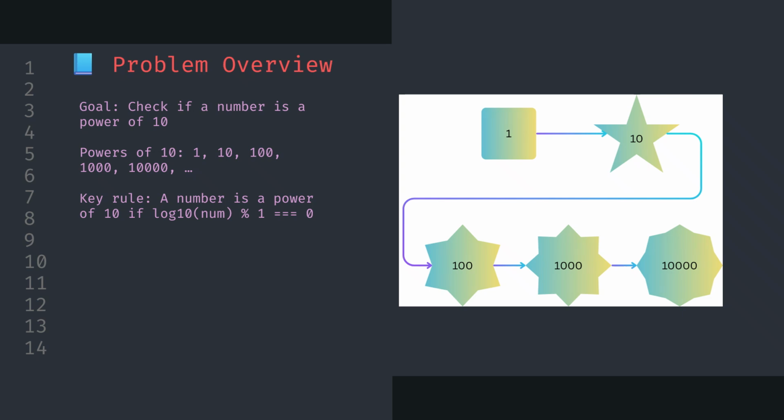So what does it mean to be a power of 10? It means the number can be written as 10 raised to some whole number, like 10 to the power of 0, 10 to the power of 1, 10 to the power of 2, and so on. We'll use Math.log10 to calculate the base 10 logarithm. If that result is a whole number, we'll know it is a valid power of 10.